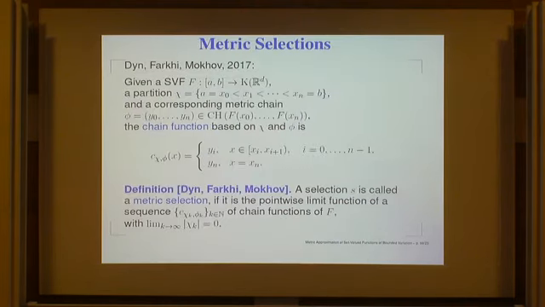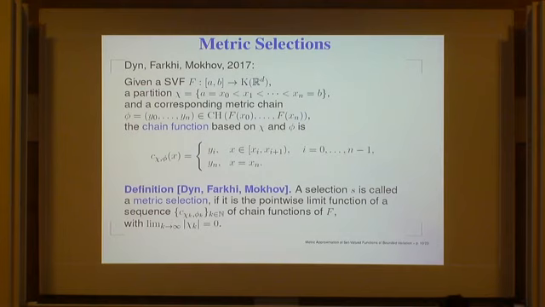And again, the idea is based on the metric pairs. It's probably not so easy to understand in a moment, but I will try to explain it informally. We consider the so-called metric selections. The metric selections are defined in the following way. These are pointwise limits of functions that interpolate metric chains.